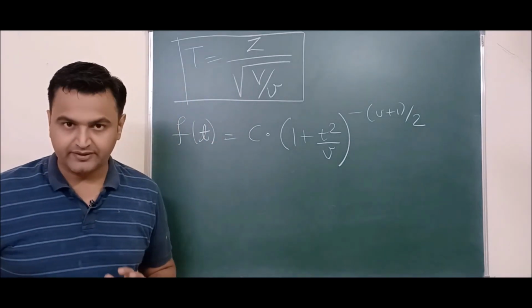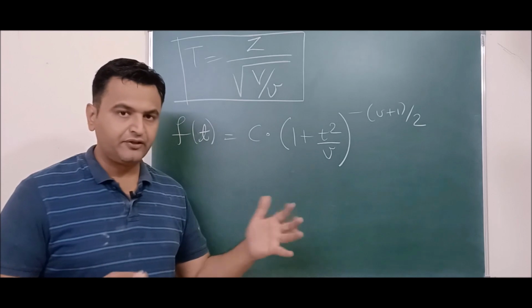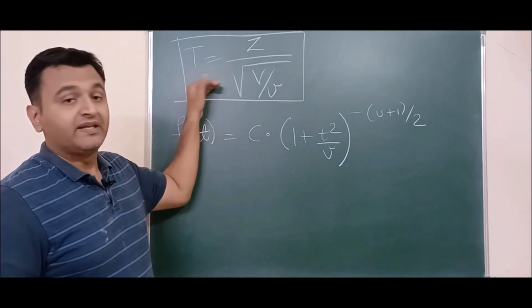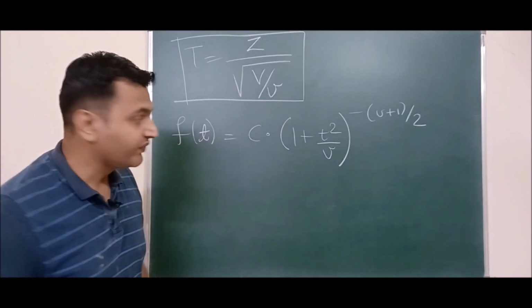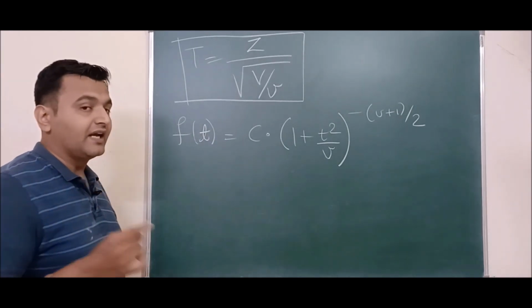Hence, I'm not stating it. And t is from minus infinity to infinity. So this is my t random variable. This is my t variable in general, and this is the density function. Okay, now again, how does it look like?